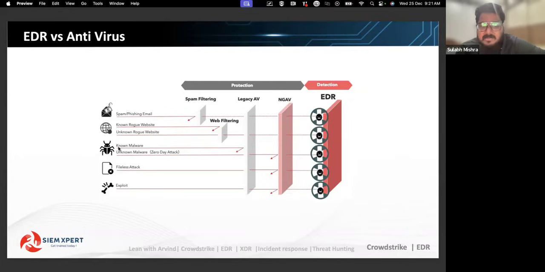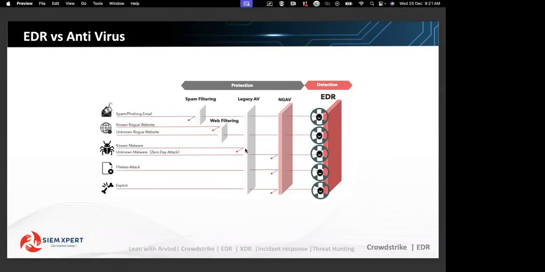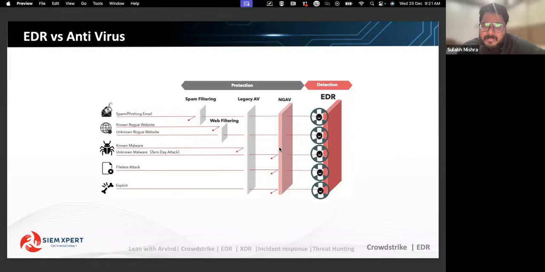So now let's consider a malware. If it is a known malware, it is nothing but its hash is already known. So do you think your legacy AV will protect you? Yes. And what about your next gen AV? Yeah, definitely. If a legacy AV is able to do it, even next gen antivirus and EDRs will be able to do it.